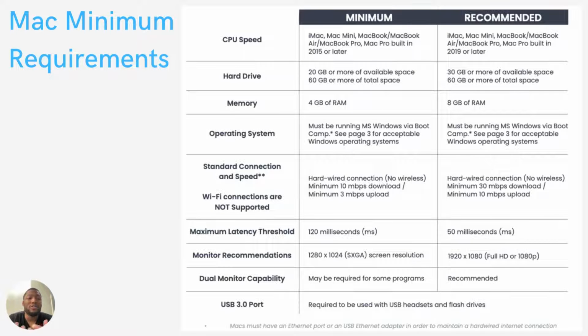For my Mac users like myself, here are the minimum requirements. You want to make sure that you have at least an iMac, Mac Mini, MacBook Air, MacBook Pro, anything built in 2015 or later. You want to have at least 20 gigabytes of available space, 60 gigabytes total. Same thing, at least 4 gigabytes of RAM. This one must be running Microsoft Windows via Boot Camp. You want to make sure there's a hardwired signal and some of the same things we went over.